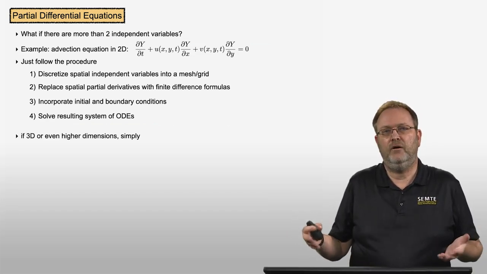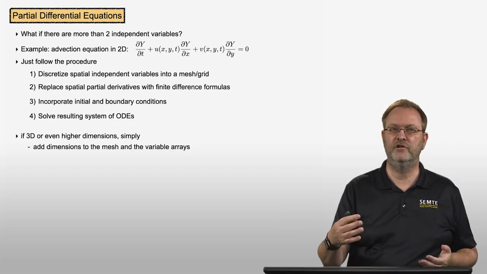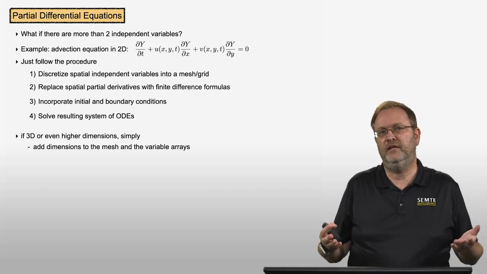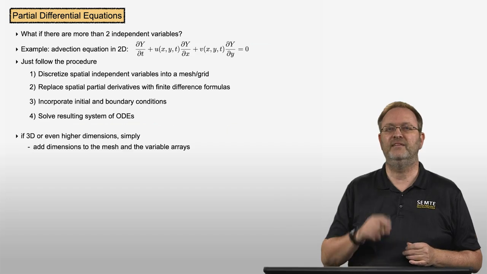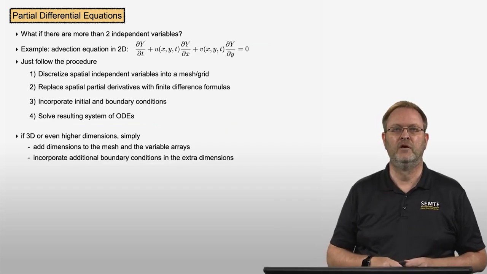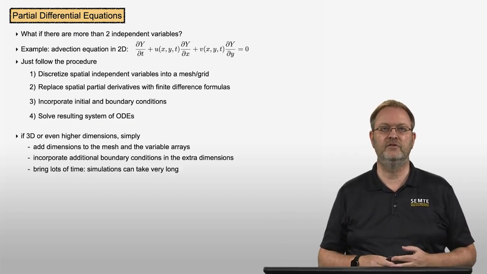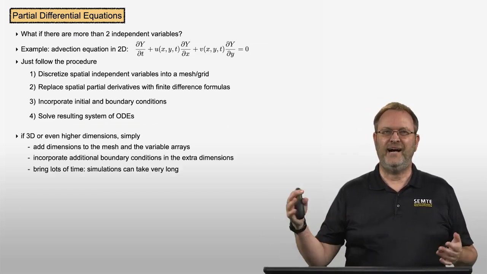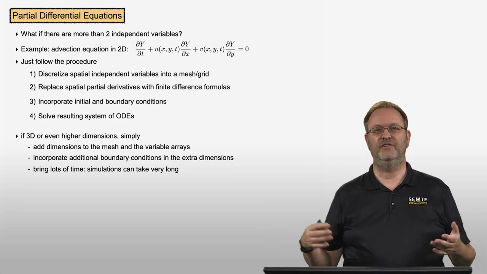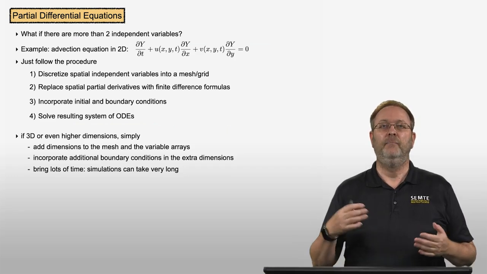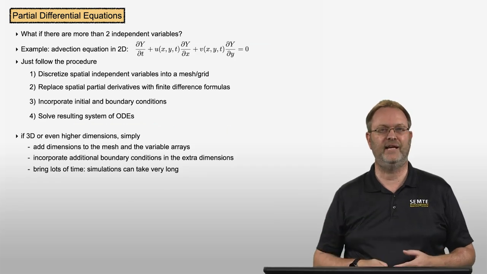Now, if we're in 3D or even higher dimensions, all we really need to do is add a dimension to the mesh and the variable arrays. So in 3D, instead of having a two-dimensional array, we would have a three-dimensional array with indices i, j, and k. And then we would incorporate the additional boundary conditions in those extra dimensions. Now, the drawback of going to these higher dimensions is that the simulations can take a very long time, because the total number of mesh points of course increases drastically if I add additional dimensions.